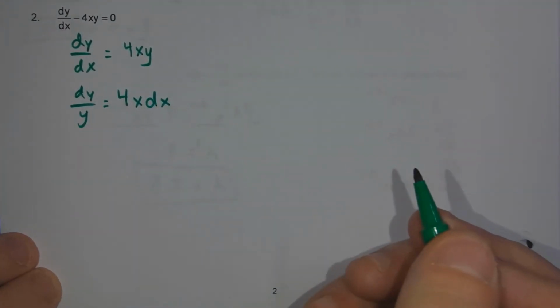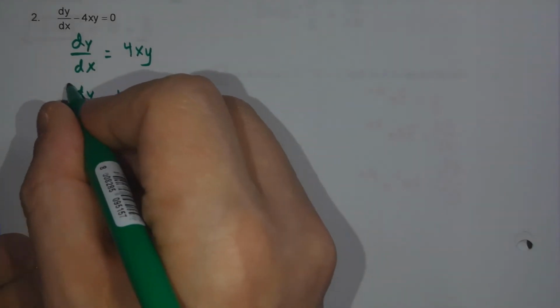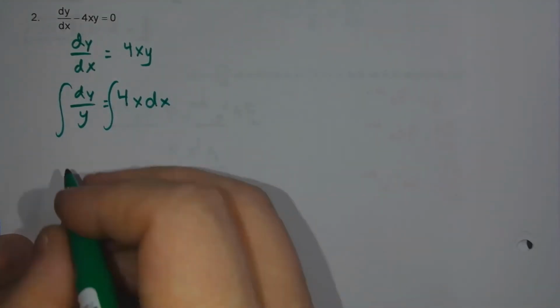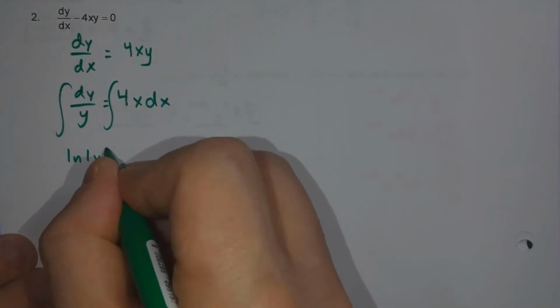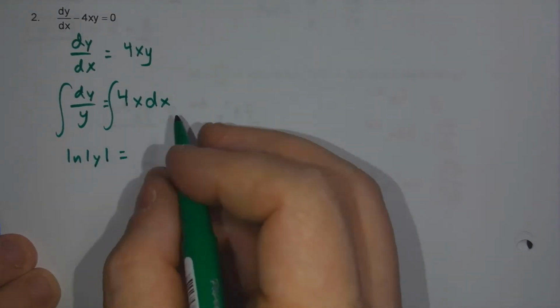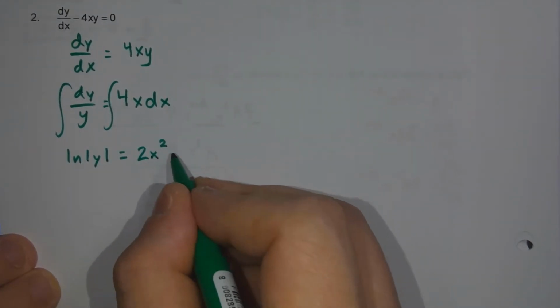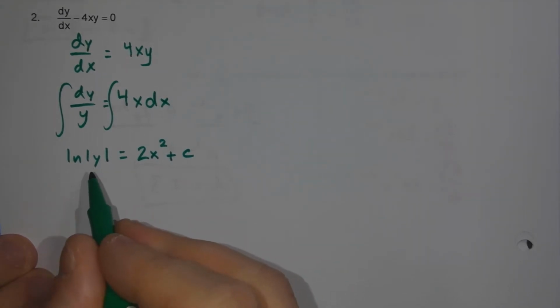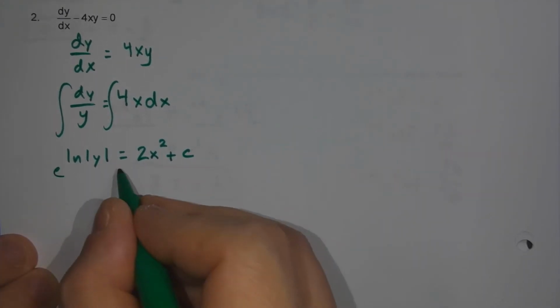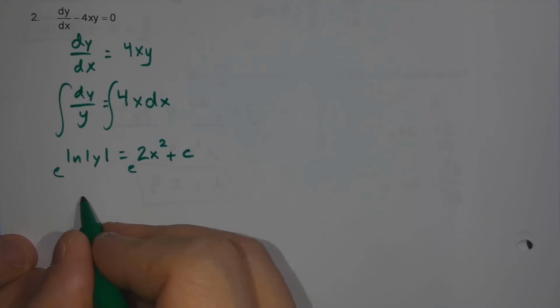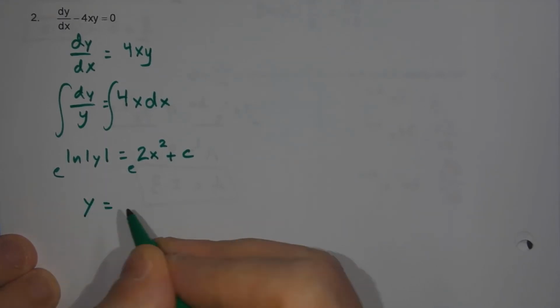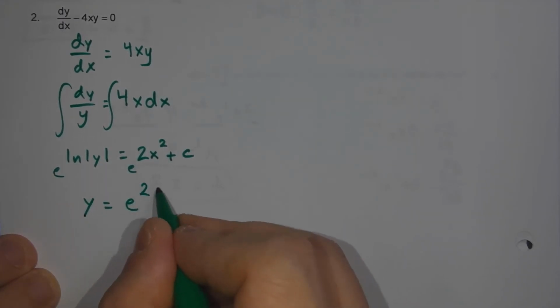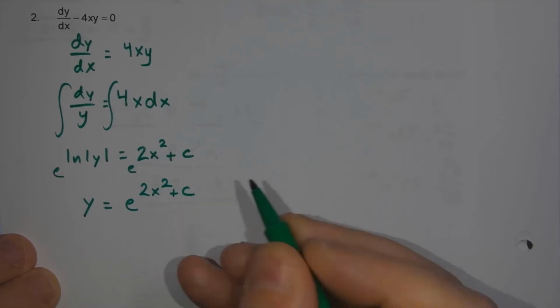So now I have dy over y equals 4x dx. Integrate both sides. Logarithm of y equals 2x squared plus a constant. And so if we wish to isolate the y, again, I would raise e to the power on both sides and get y equals e to the 2x squared plus c.